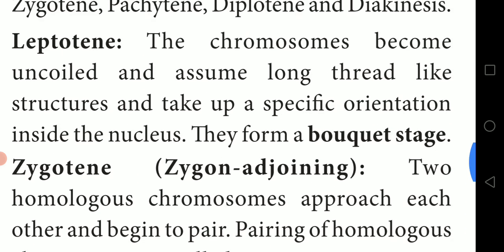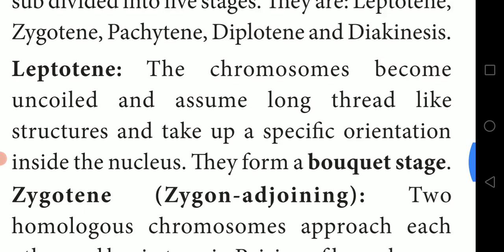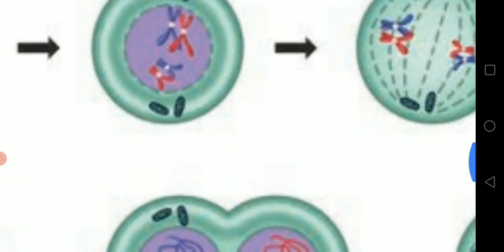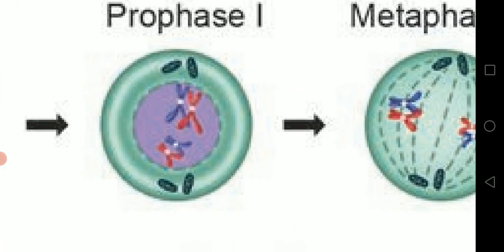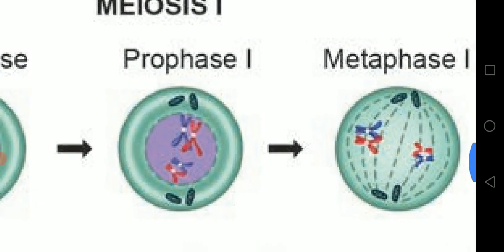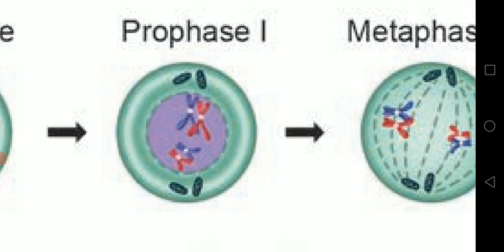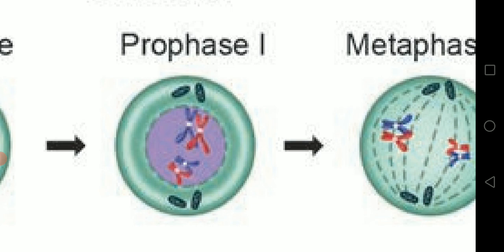In zygotene, as you see here, the chromosomes come and contact each other. That's what they say here. And pachytene, what do they say about pachytene? Pachus means thick. The chromosomes are visible as long paired twisted threads. The pairs so formed are called bivalents.